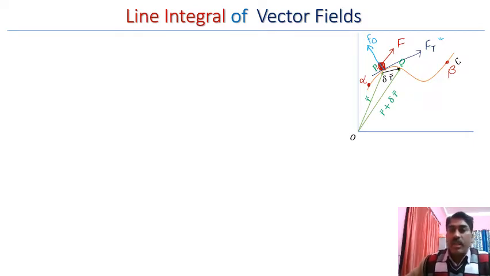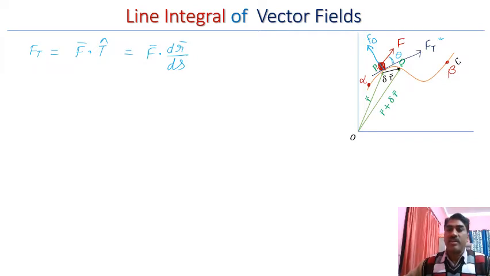Now you know that if the angle between F and Ft is theta at this point, then Ft can be simply calculated as Ft is equal to F dot the unit tangent vector at the point P. And what is the unit tangent vector? We have already seen that the unit tangent vector is simply dr by ds, and the conventions for r plus delta r and delta r are here, you can see in the figure.